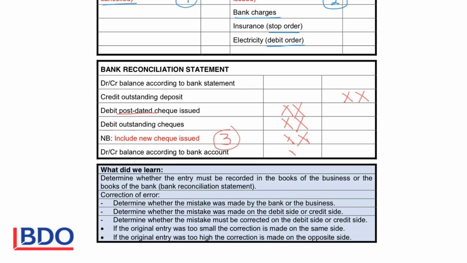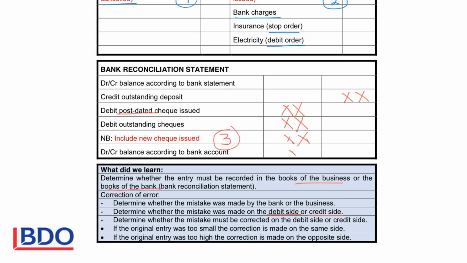What did we learn today? You must determine whether the entry must be recorded in the books of the business or whether it must be recorded in the books of the bank. If there was a correction of error, it means that the mistake was made by the business or the bank. So you must determine who made this mistake. Then determine whether the mistake was made on the debit side or on the credit side.